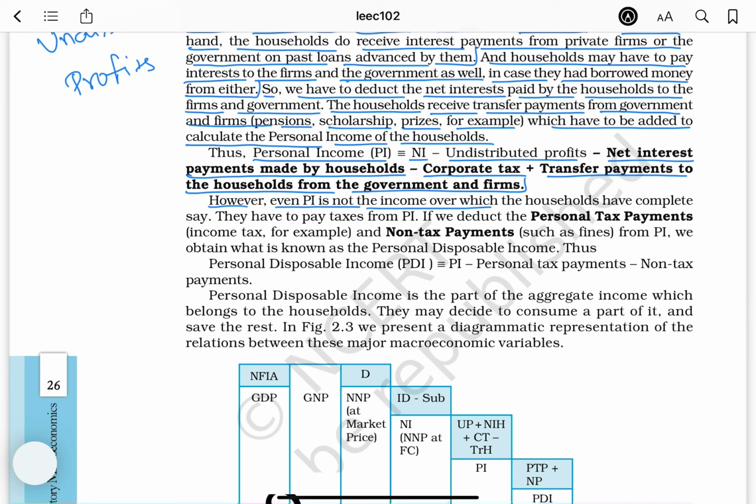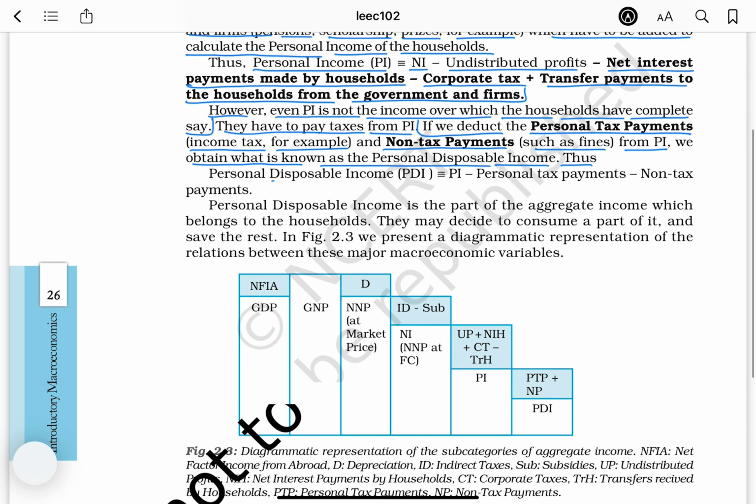However, even PI is not the income over which the households have complete say. They have to pay tax from PI. If we deduct the personal tax payments, income tax for example, and non-tax payments such as fines from PI, we obtain what is known as the personal disposable income. Thus, personal disposable income PDI equals PI minus personal tax payments minus non-tax payments. Personal disposable income is the part of the aggregate income which belongs to the households. They may decide to consume a part of it and save the rest.